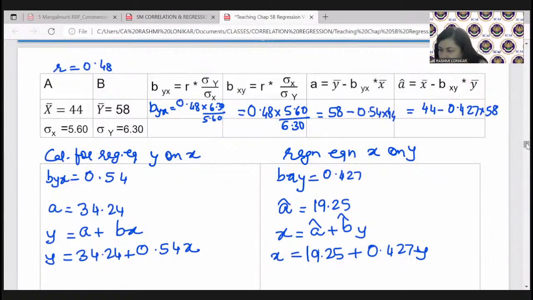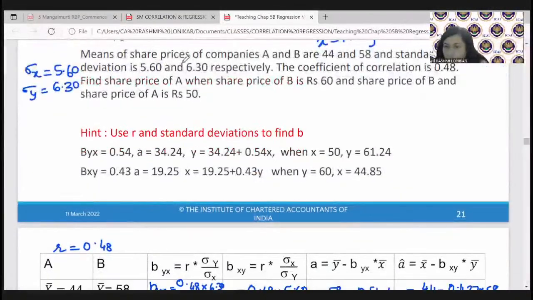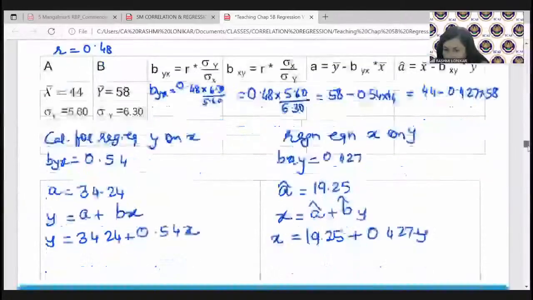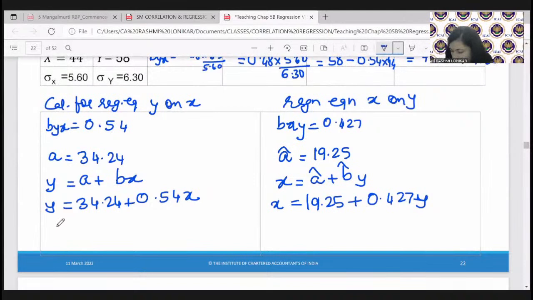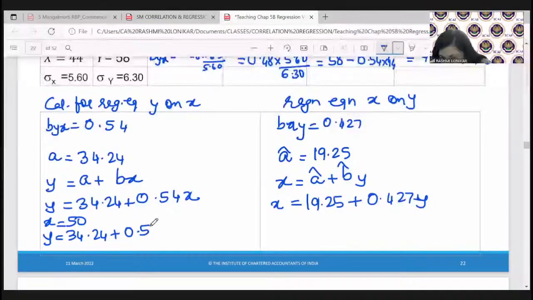What have they asked you? Okay. Find the share price of A when share price of B is 60, and share price of B when share price of A is 50. Okay. So here 50 and 60. Now let us put this x as 50. So y will be equal to 34.24 plus 0.54 into 50. This comes to 61.24.